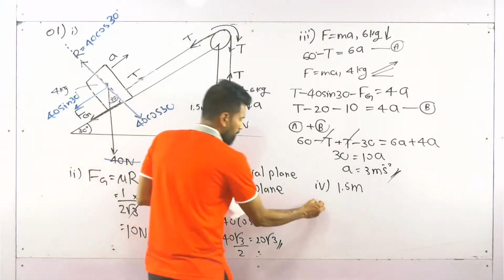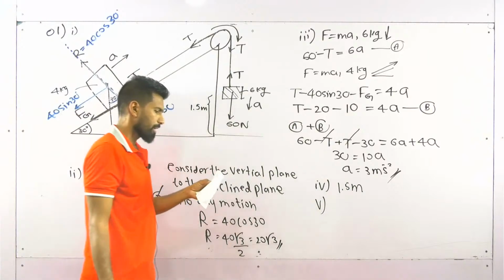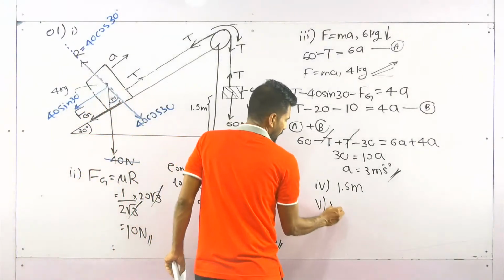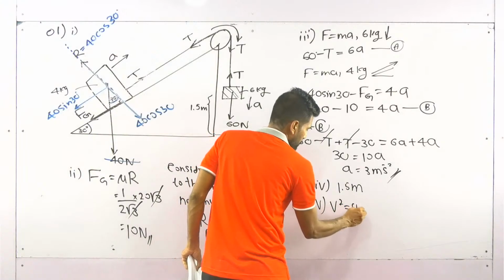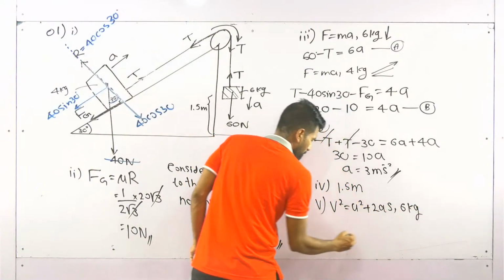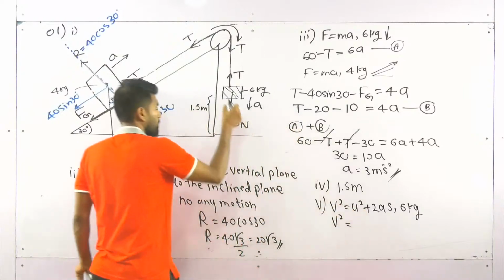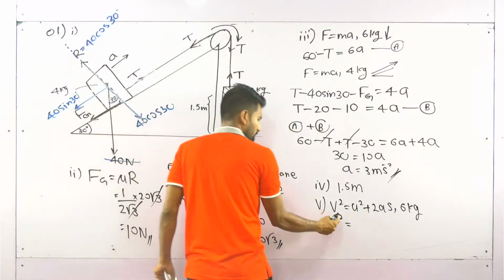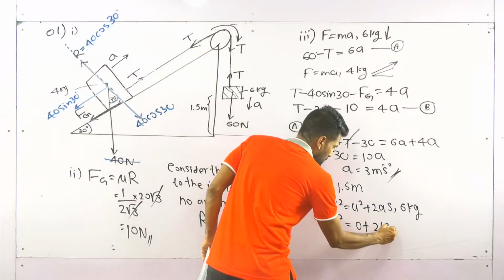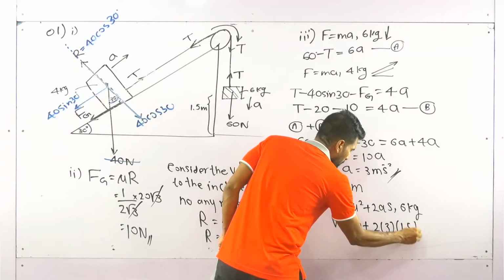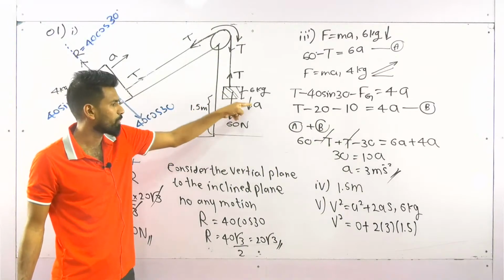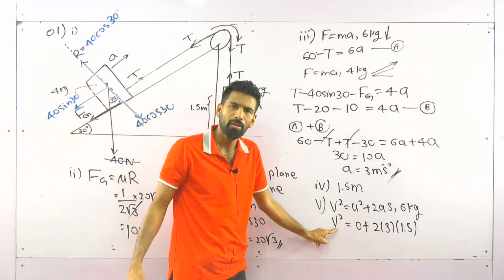Okay. Question number 5. Calculate the velocity of the 6 kg block just before it hits the ground. Applying V square is equal to U square plus 2AS for the 6 kg block. It starts from rest with a common acceleration of 3. It has to move 1.5 meter down. When it reaches 1.5 meter down with this common acceleration, it will hit the ground.